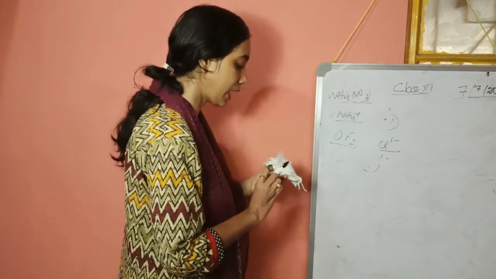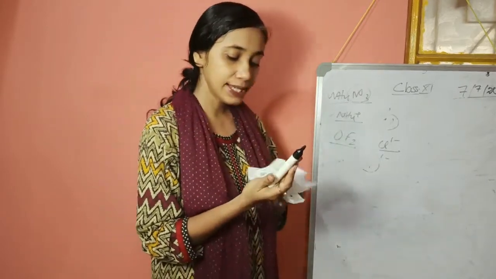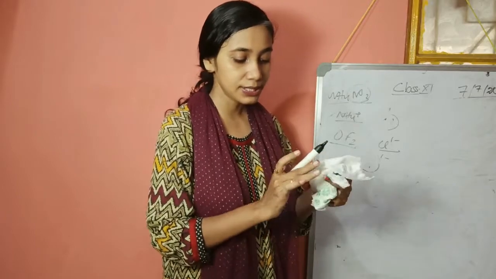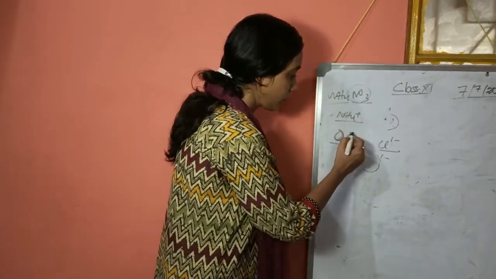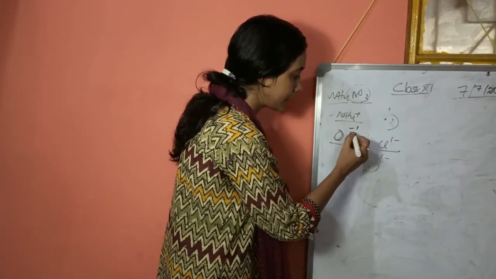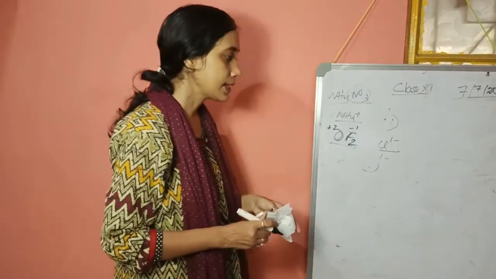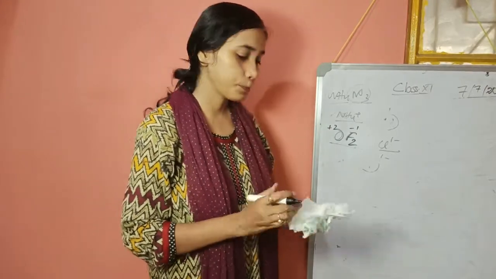So in the case of OF2, fluorine has -1 and oxygen has +2 oxidation state.